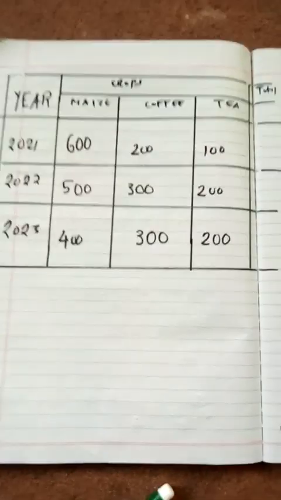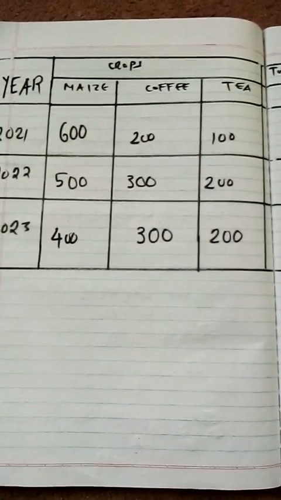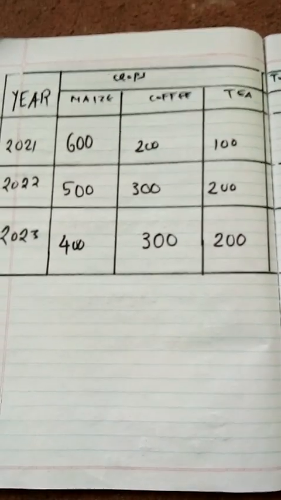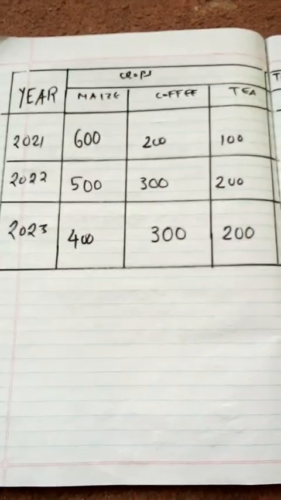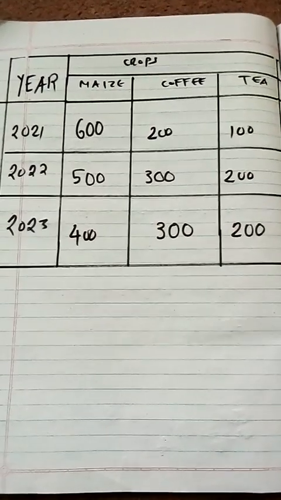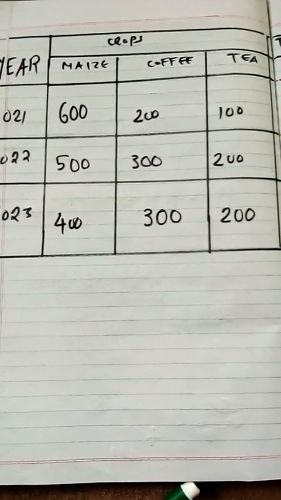Hello there. Today we learn how to draw a compound bar graph. To draw this graph we should follow the following procedures. For example, we have a table here and we're required to draw a compound bar graph by using this table.